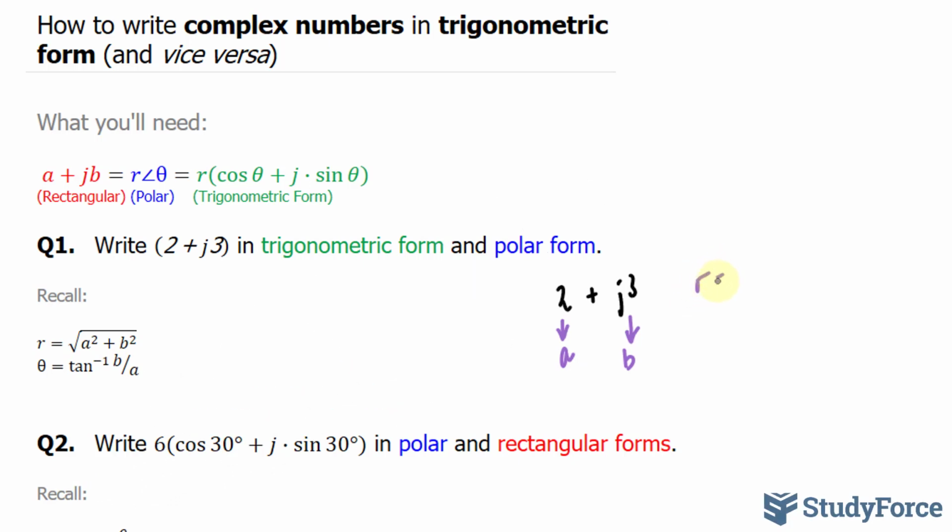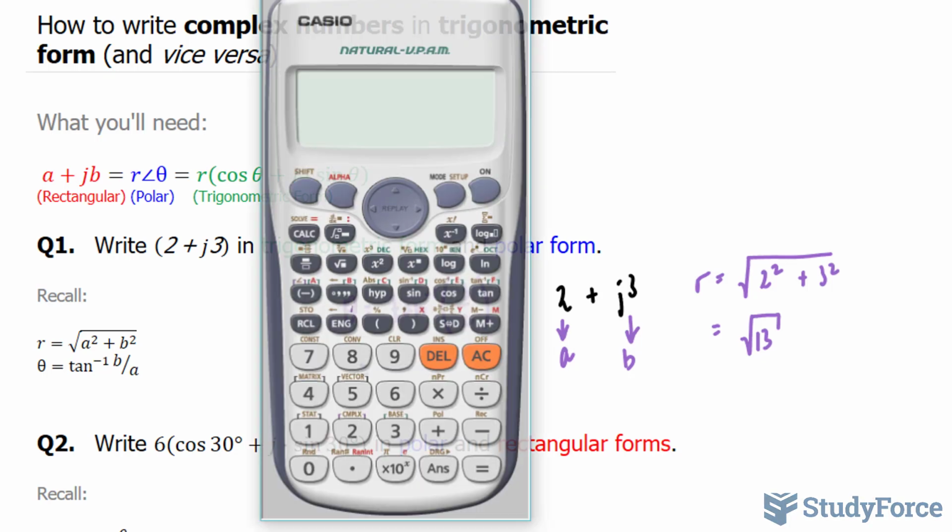So we have radius is equal to the square root of 2 to the power of 2 plus 3 to the power of 2. 2 to the power of 2 is 4 plus 3 to the power of 2 is 9. That's the square root of 13. And I prefer to keep it as the square root of 13 as opposed to having it as a decimal. Next, I'm going to take these numbers and substitute them here, where I have theta is equal to tangent inverse of 3 over 2. I'm going to use my calculator for this.